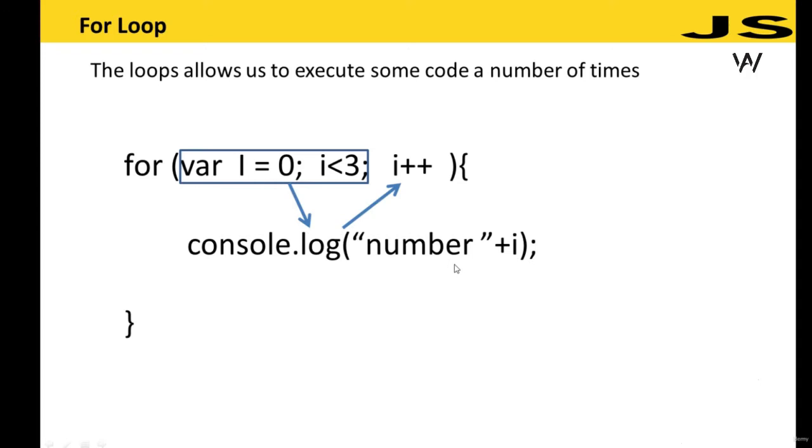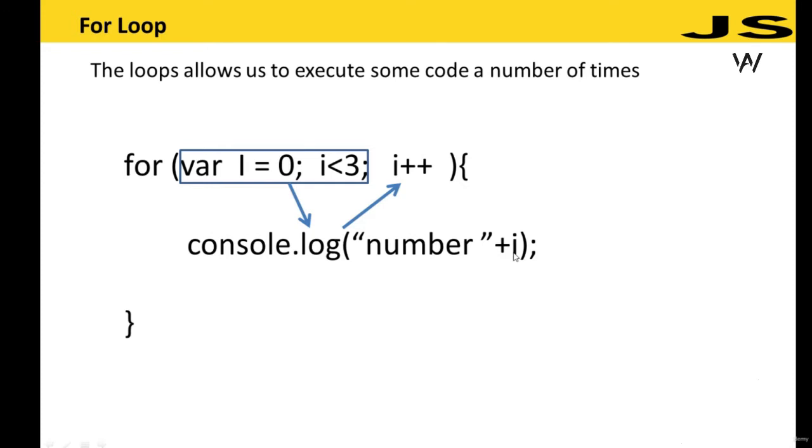Great. Now I will go back to the i++ again. It makes i equal to 3. I will check the condition. Is 3 less than 3? No. And then I will stop. I will not execute console log number plus 3. So this is the logic.